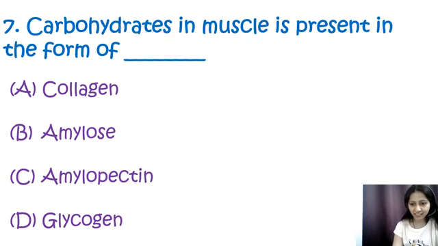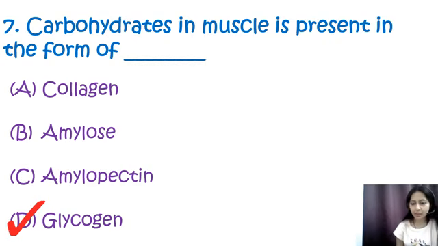So question number 7, carbohydrates in muscle is present in the form of, options are collagen, amylose, amylopectins and glycogen. So over here my correct option is D, that is glycogen. We know that glycogen is a primary storage form of carbohydrates, and it is mainly found in our liver and in the skeletal muscles. So when we need this energy, what will happen?